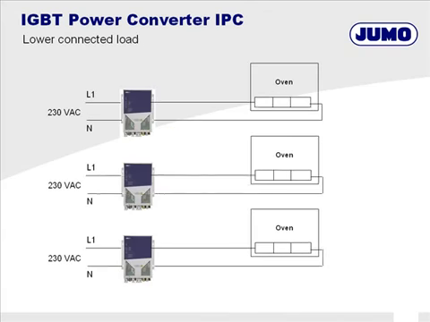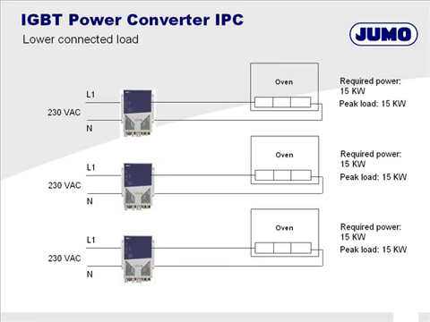When using the IGBT power converter IPC, the situation is different. Every system continuously requires 15 kilowatt, and this corresponds to the peak load. The peak load is 45 kilowatt instead of 90 kilowatt when using the thyristor units. When using the power converter, the connected power is reduced to the actually required active power.